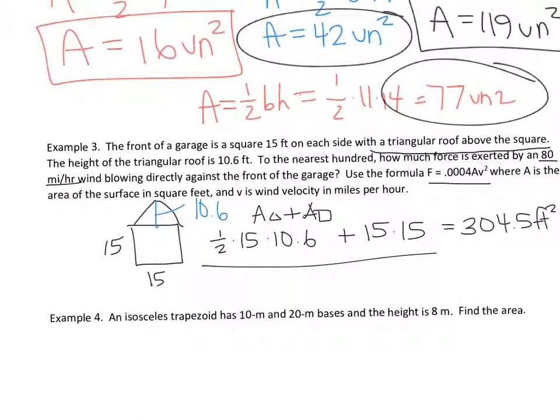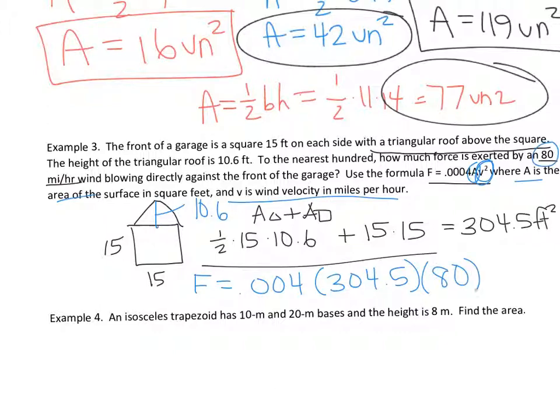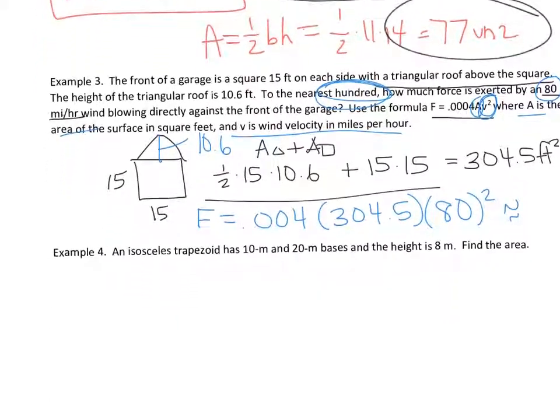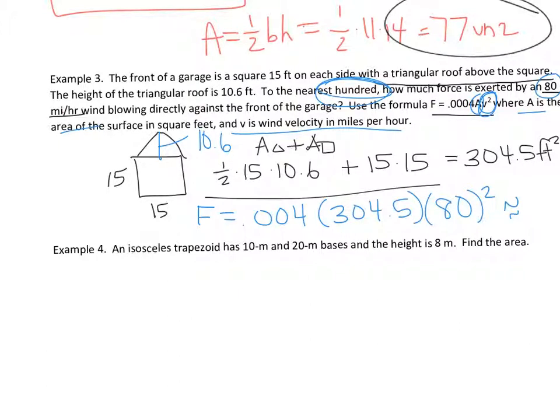So we have the information that we need to plug this in here. So force equals 0.004 times A, which is the area of the surface, which is times 304.5, times velocity in miles per hour squared. So it's times 80 squared. So you calculate this, and we're going to round to the nearest 100. I don't have my calculator with me. So when you do that, just round to the nearest 100. So that would mean that if your answer was this, then the nearest 100 would be 300. So you should have 2 zeros at the end of your answer.